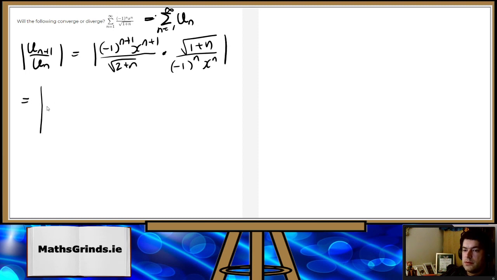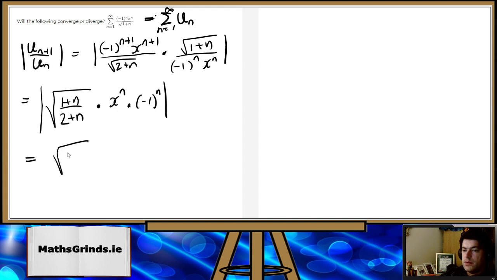That's equal to the square root of (1+n) over (2+n), times x^n times (-1)^n. So that will equal root of (n+1) over (n+2), times the absolute value of x^n.